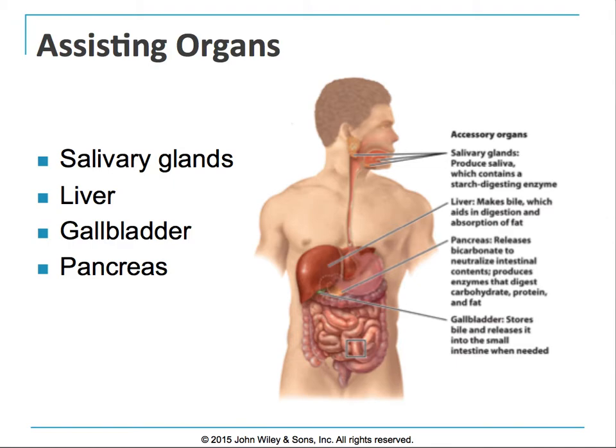Certainly food can travel from your mouth through to your rectum, but in order to be broken down properly so that the nutrients can be absorbed, you need to have those enzymes present that come from these assisting organs. So any damage to these assisting organs, your liver, your gallbladder, your pancreas, your salivary glands, could negatively affect your body's ability to absorb the nutrients that it needs.